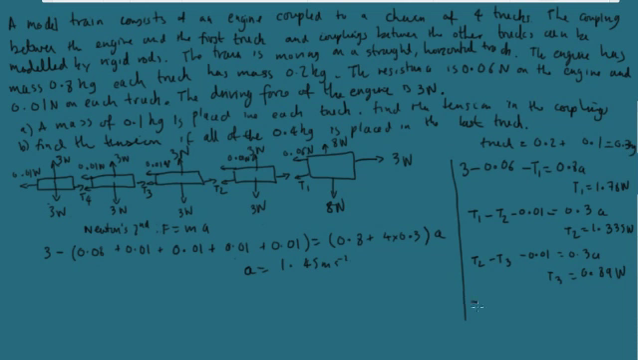So for our final truck, it's T3 minus T4 minus 0.01 equals 0.3A, and that then gives us T4 is equal to 0.445 newtons. And that gives us the tension in all 4 of them.